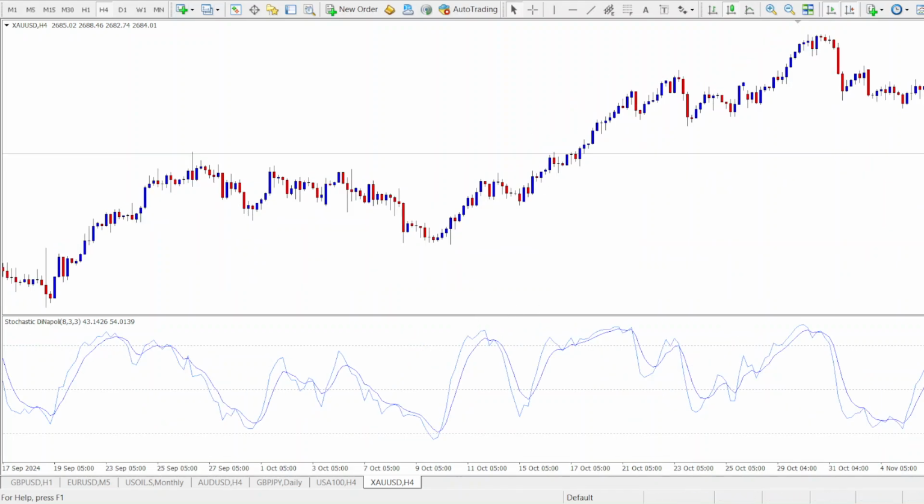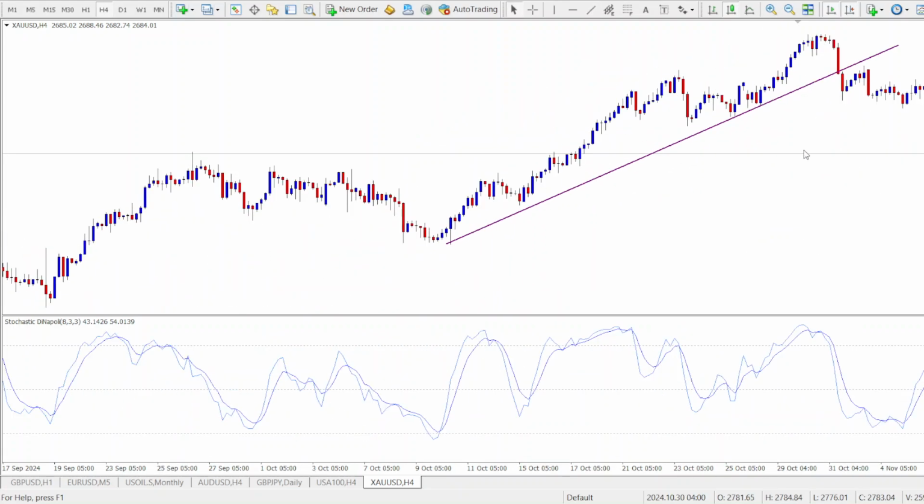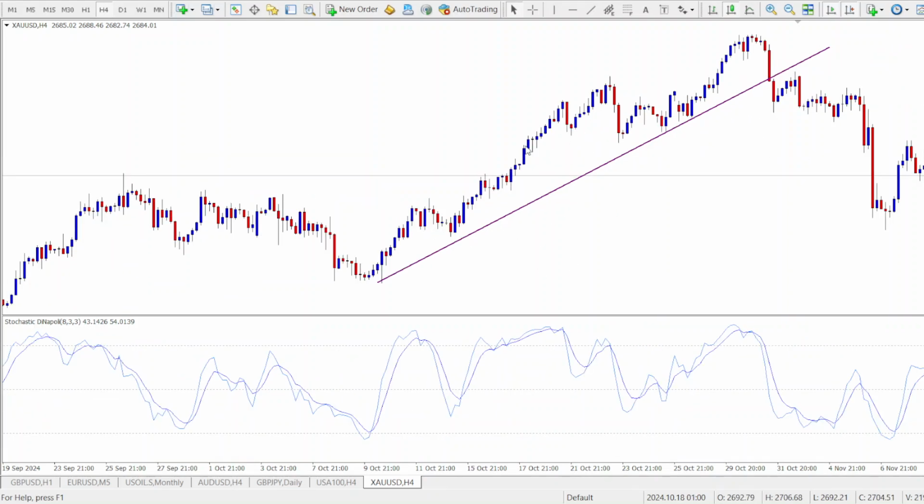I would also recommend that you use this indicator in the direction of the trend. If you are trading a trending market, then use the indicator in the direction of the trend. Now, this is a bullish trend. This is an obvious bullish trend because we are having a series of higher highs and higher lows. So if we want to look for an opportunity, we're going to be looking for a buy opportunity.